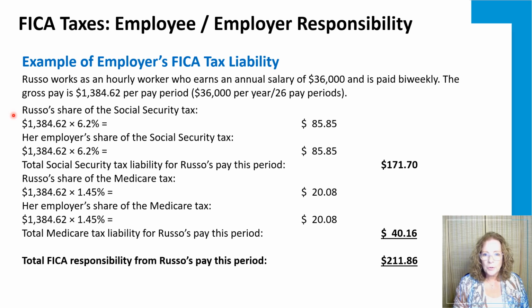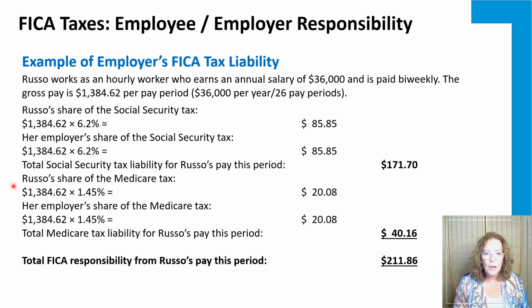Russo's share of the Social Security tax is $1,384.62 times 6.2%, or $85.85. Her employer's share of the Social Security tax is the same, $85.85, for a total Social Security tax liability of $171.70.